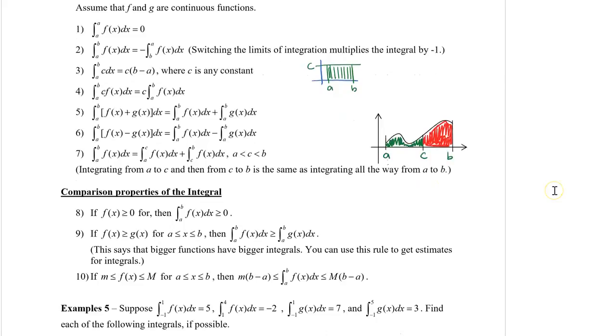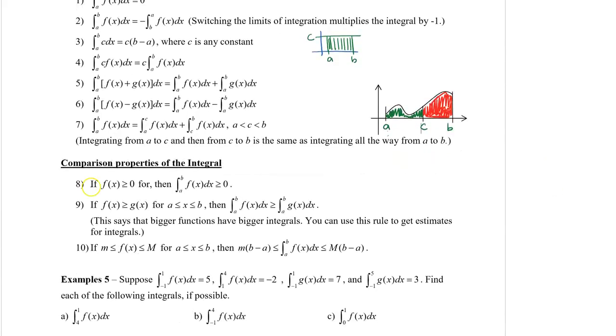Now there are three more properties, and these are comparison properties. The first one states that if the function is greater or equal to 0, and then I integrate that function from a to b, that value will still be greater or equal to 0. The ninth property states that if the function f is greater or equal to the function g for every x between a and b, then when I integrate each function from a to b as well, the integral of f of x will still be greater or equal to the integral of g of x. And that should kind of make sense. And this is useful to get estimates for integrals.